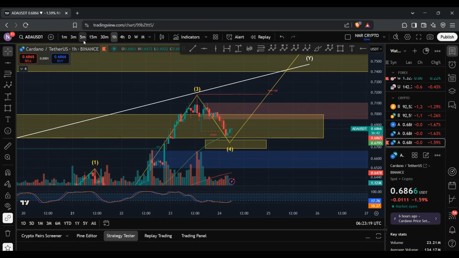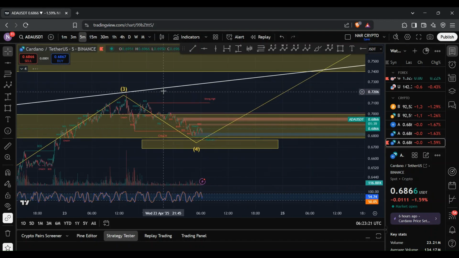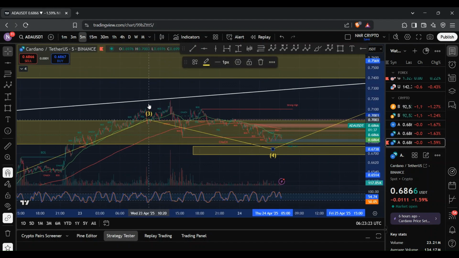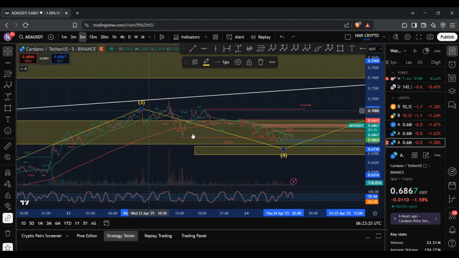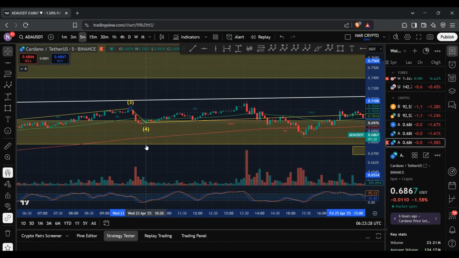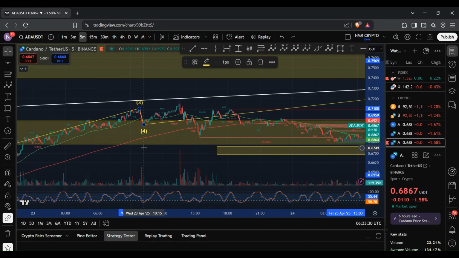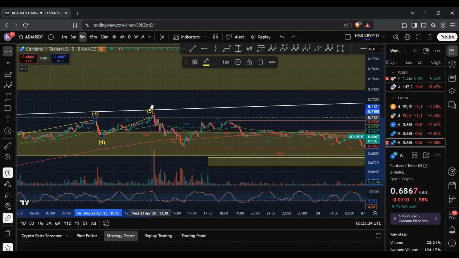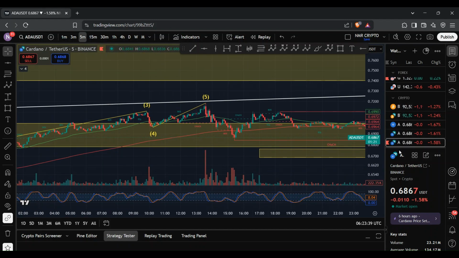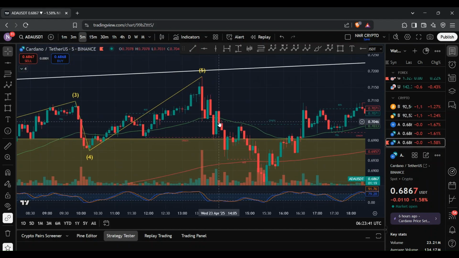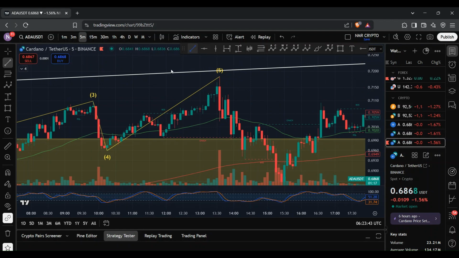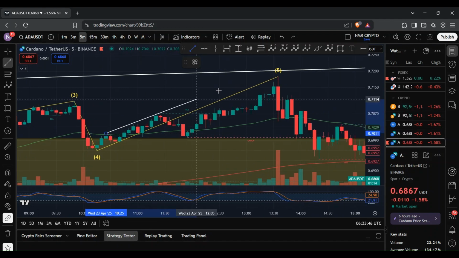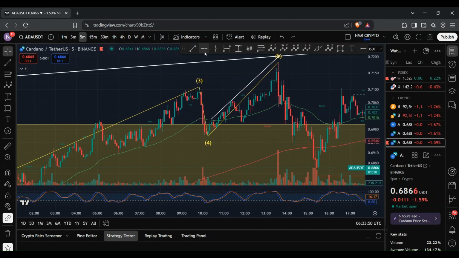And so what I'll do is I'll go on a 5-minute chart. And it's possible that this instead is our 3rd wave. And we ended up having a shallow 4th wave. And then we have this final 5th wave move that's complete. And this 5th wave could be an ending diagonal. So if I zoom in, and if I use the trend line, bring that up to there roughly.